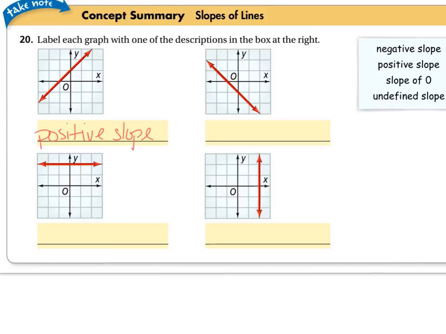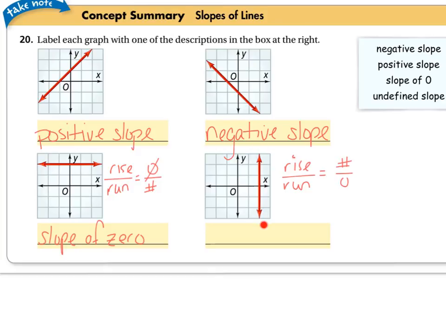This slope, as it moves from left to right, is decreasing, so it's a negative slope. This slope is staying constant. It's not changing. There's no rise, so it's zero rise over whatever the run is. So that's a slope of 0. This slope is a vertical line. It's an undefined slope because you have a rise, but your run is 0.